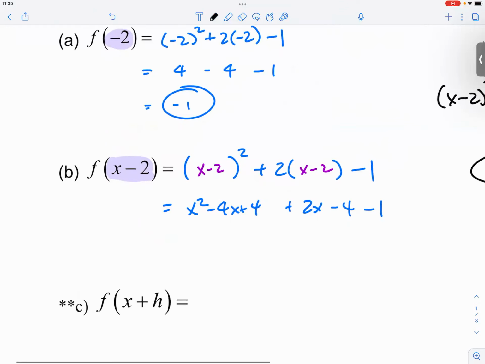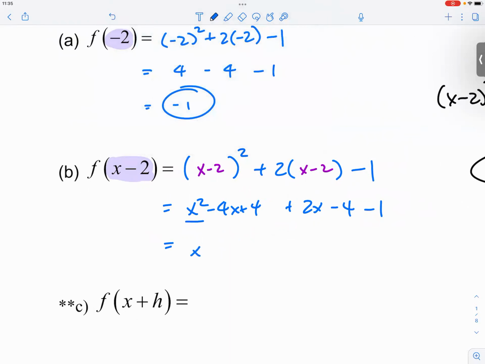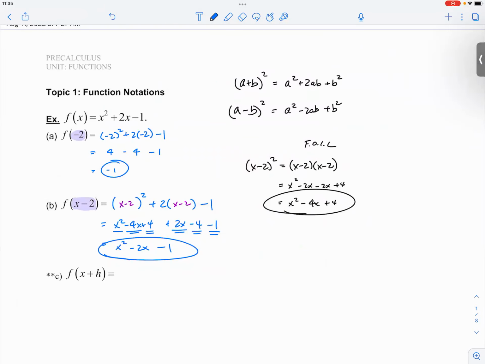And now we are just going to combine like terms. That's 1x squared right here. And then you have minus 4x plus 2x. That would give you a net of minus 2x. And then you have plus 4, minus 4, and minus 1. So then you have minus 1 all together. So this will be your final answer. Okay, so far so good. I hope so far is so good.